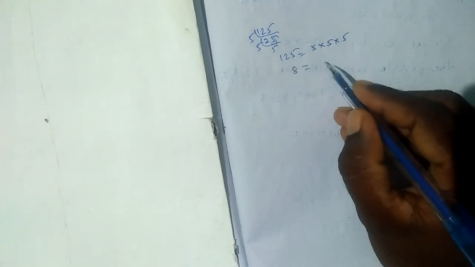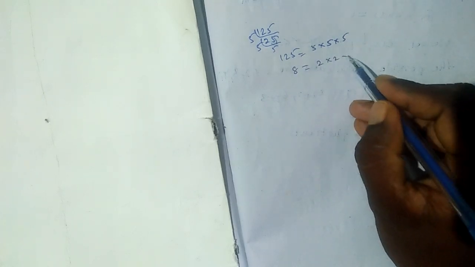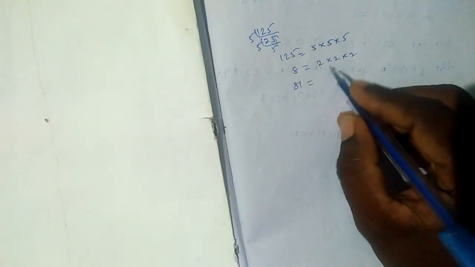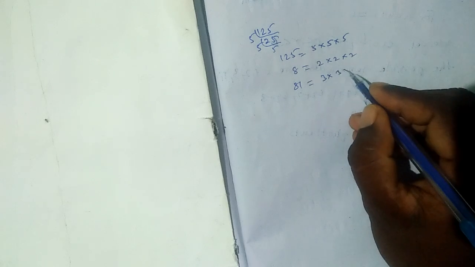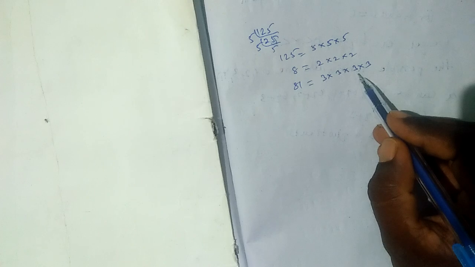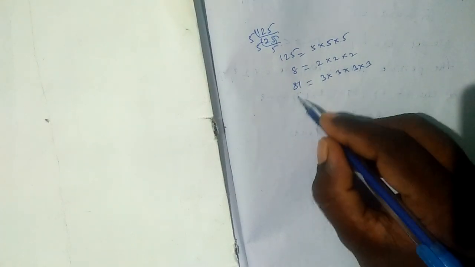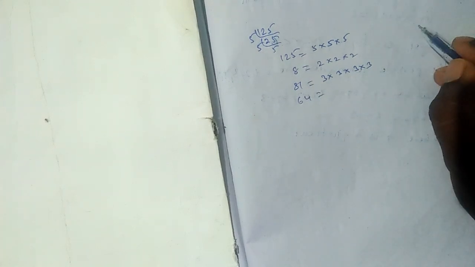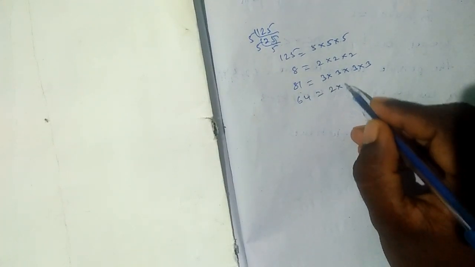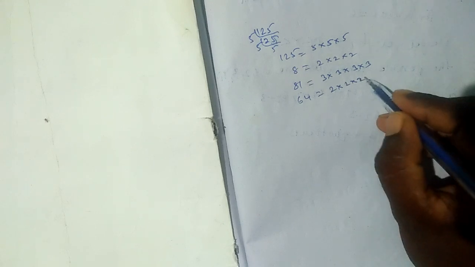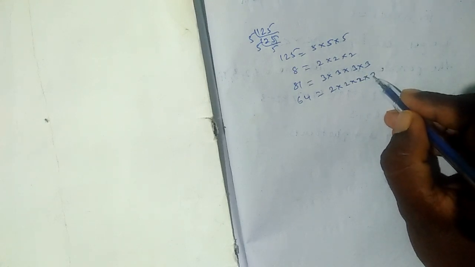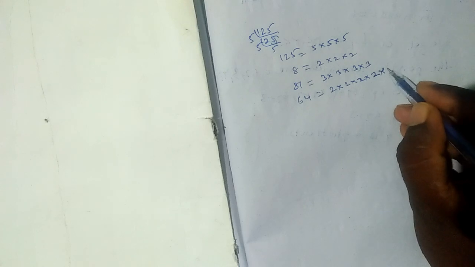So 8 I can express as 2 into 2 into 2. 81 I can express as 3 into 3 into 3 into 3: 3 threes are 9, 9 threes are 27, 27 threes are 81. 64: 2 twos are 4, 4 twos are 8, 8 twos are 16, 16 twos are 32, 32 twos are 64.